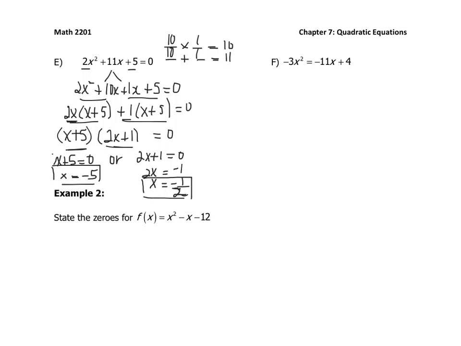A quick way to get the solutions from the factors is just take the opposites. If this is x plus 5, then you know your answer is going to be negative 5. And if this is 2x plus 1, you know your answer is going to be negative 1 divided by what's in front of x, so negative 1 divided by 2.